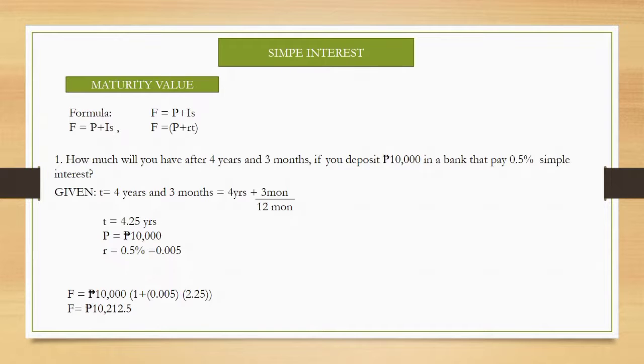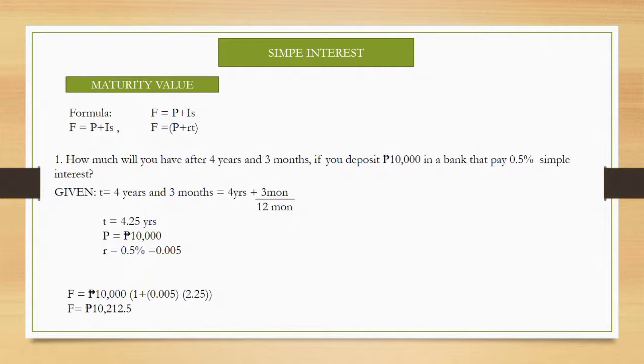So the answer is 10.5%. And now let's have the maturity value, or the future value, in simple interest. The formula for maturity value is F is equals to P plus IS, or F is equals to P plus PRT. So for example, number 1, how much will you have after 4 years and 3 months if you deposit 10,000 pesos in a bank that pays 0.5% simple interest?